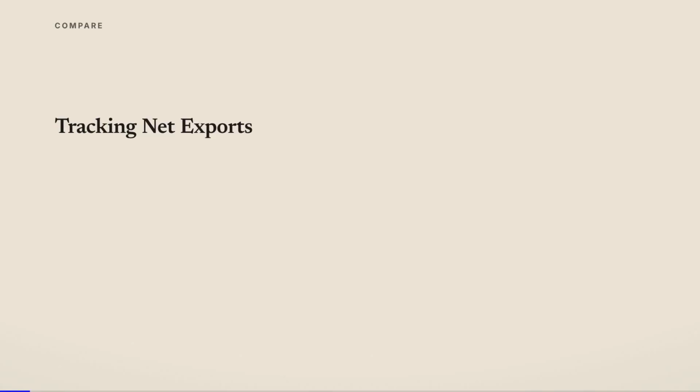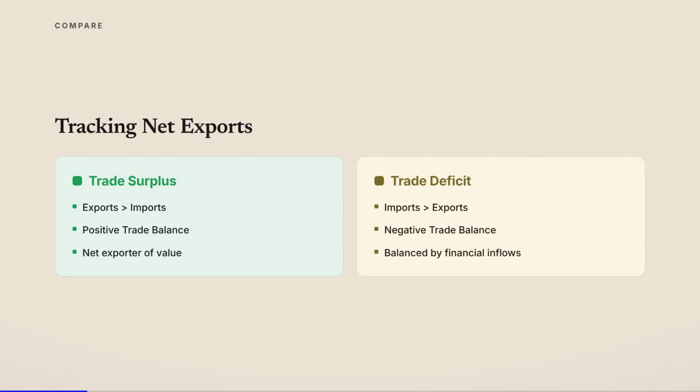The trade balance, or net exports, is simply the value of exports minus imports. If the result is positive, the country has a trade surplus. It's selling more than it buys. If it's negative, like in the United States for several decades, it has a trade deficit. While deficit sounds negative, it often just reflects a high domestic demand for foreign goods and is balanced out by other financial flows we'll look at next.